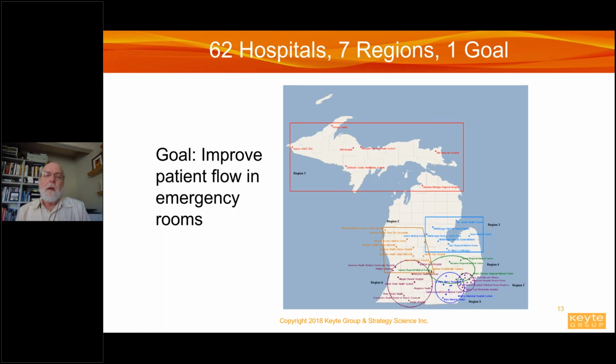I'm in Ann Arbor, and one of our clients at the time was the Michigan Hospital Association, who approached us and said, listen, is it possible for you to help all the hospitals of the state at the same time improve patient flow in emergency rooms? And for those of you who have ever been a consultant, or for those of you who are internal consultants, think of having 62 clients at the same time and how you would deal with that. But they had a mission. So we said, sure.